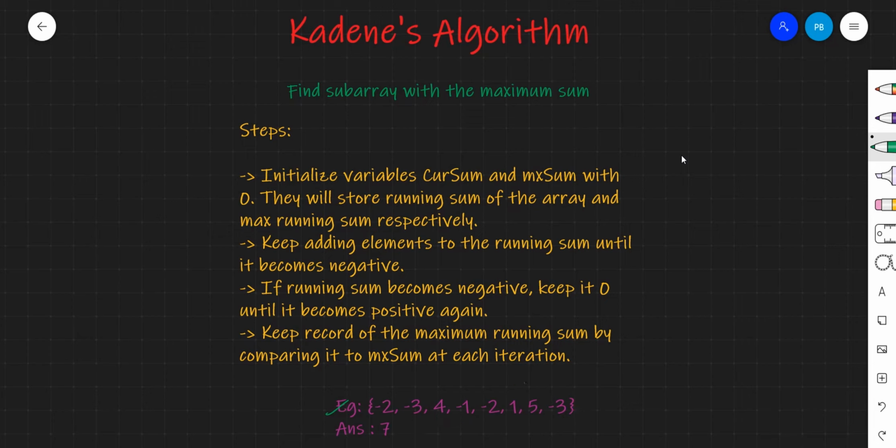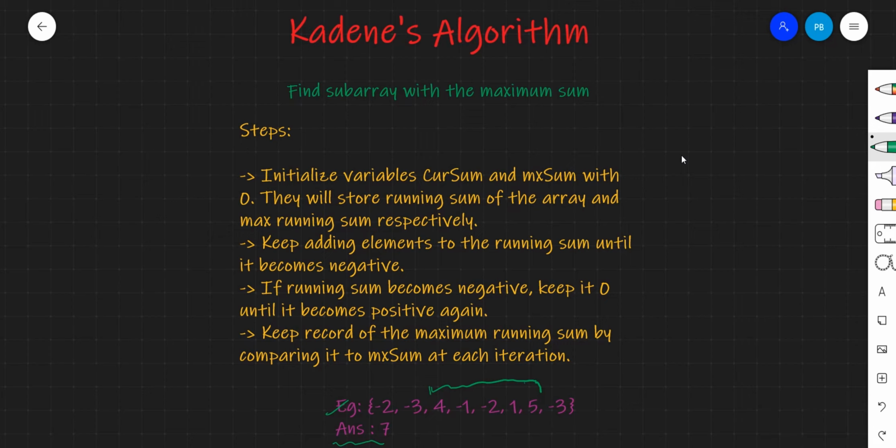Now in this case, the subarray with the maximum sum is this one. So this is the subarray with the maximum sum. If we sum all the elements of the subarray, then 4 minus 1 is 3, minus 2 is 1, plus 1 is 2, and then plus 5 is 7. So the answer for this array is 7, and this is the subarray which has the maximum sum.